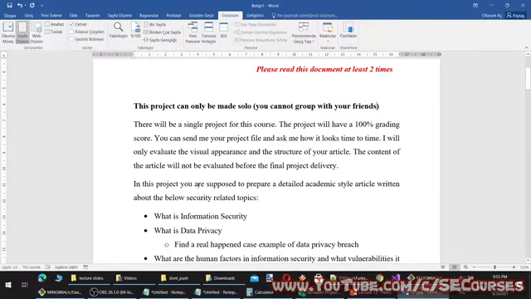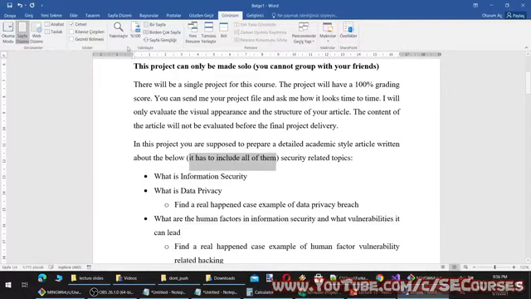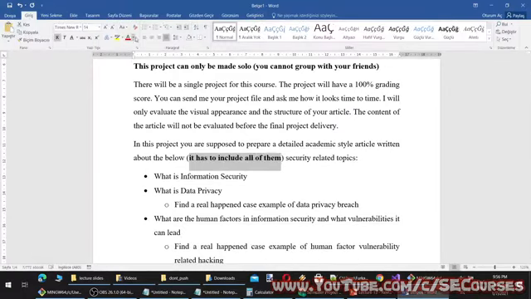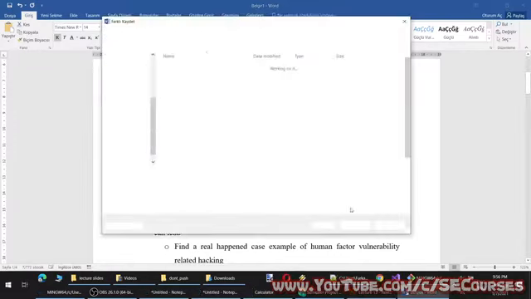And the second thing, in this project, you're supposed to prepare written about the below, but all of them, not you, all of them. Okay, this is really important. It has to include all of them. Let's make this clear. So not you are going to pick one of them or pick several of them. You have to make your article covering all of them. Okay, all of them. This is important.